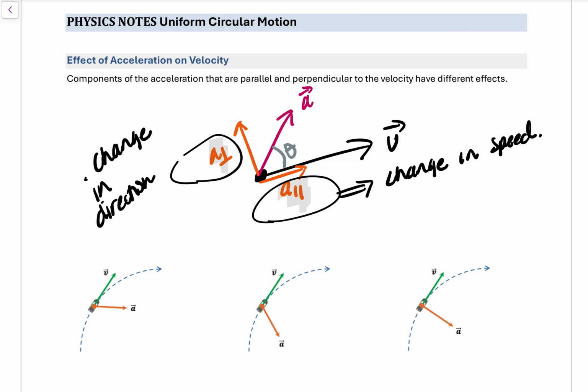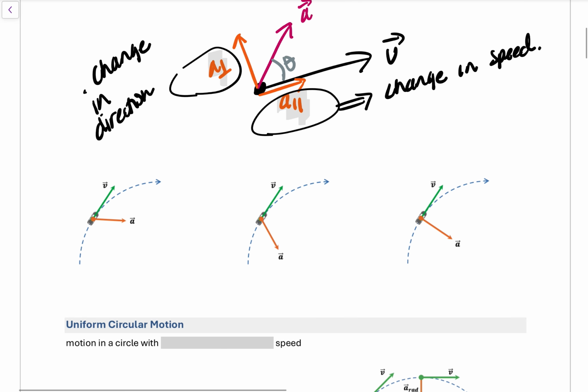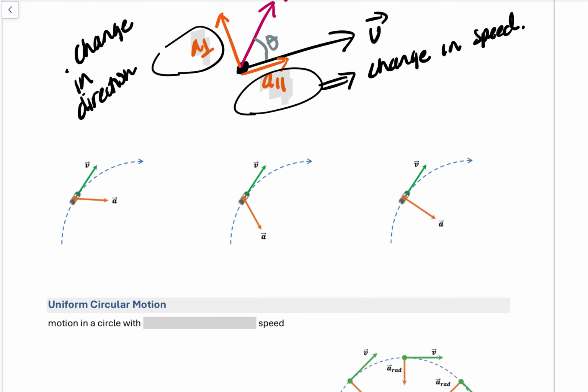The parallel piece is going to change speed, the perpendicular piece is going to change direction. So if we take a look at a couple of different scenarios, 3 different scenarios here, we just want to quickly run through what is going on in each case by just looking at those velocity and acceleration vectors. So in each case, I'm going to just identify a theta.